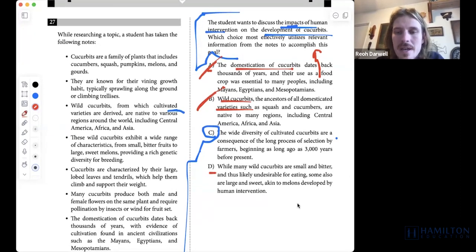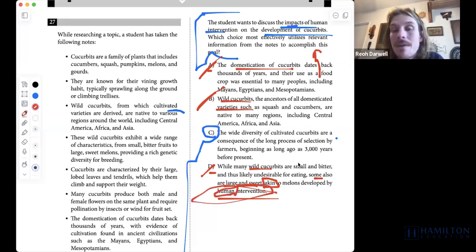Now, finally, D looks kind of good, except we're seeing that the large and sweet cucurbits being talked about are wild. They're only akin or similar to those developed by human intervention. This is the only answer choice which uses the words human intervention, which might lead you to think, this must be correct. However, this isn't even talking about the intervention of humans on wild cucurbits whatsoever, really. It's only talking about wild cucurbits that existed prior to human intervention and some that might coincidentally look like those we eat today. So with that, we arrive at C, and with that, we finish our test. Good job, and hopefully this was helpful.